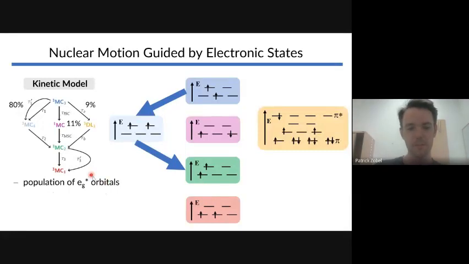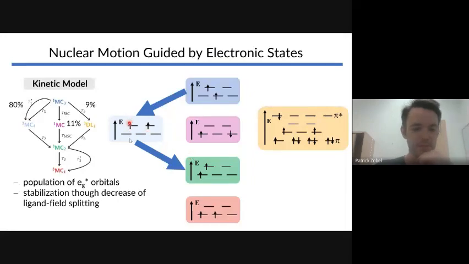So what we mainly have is a population of the anti-bonding EG orbitals, and what we could do is, if we would increase the ligand field splitting, the splitting between these energy levels would go up, and then this would actually not be stabilized, but it would destabilize and would maybe help us to get more population through the other pathways. So how could we do this? Well, if we would increase the metal-ligand distances and also the trans angles, this would lead to destabilization of all the configurations where you have more electrons in these anti-bonding orbitals.